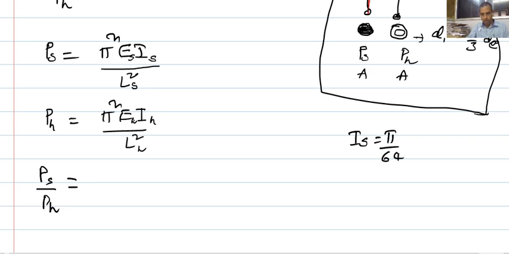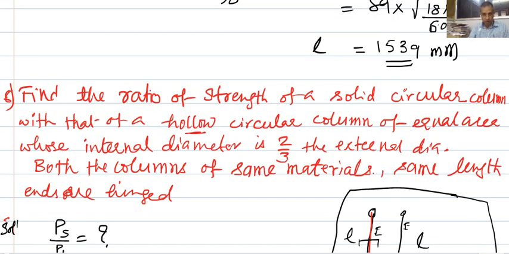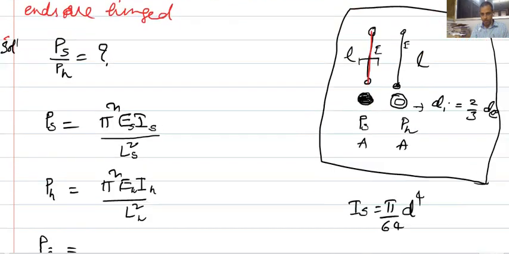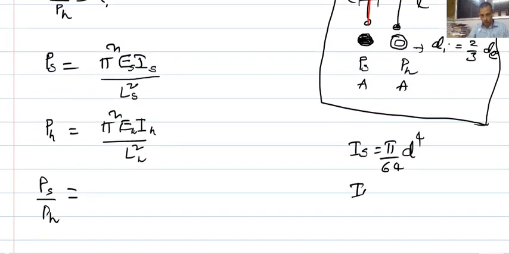Pi by 64, some diameter, diameter of this d power 4, right? And you look at carefully, solid, circular. So, solid, let us say D. So, what is the hollow moment of inertia? Pi by 64, capital D, I mean in this case let us say external and internal, so d e power 4 minus d I power 4, right.